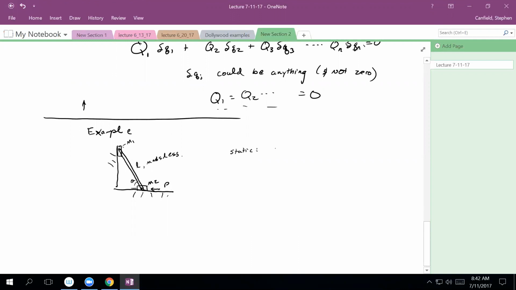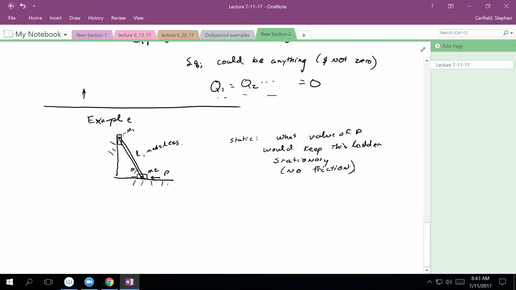And the question is, what value of P would keep this ladder with these masses at either end stationary or in equilibrium? And again, no friction in my little example here. You could add friction, but I don't have any.